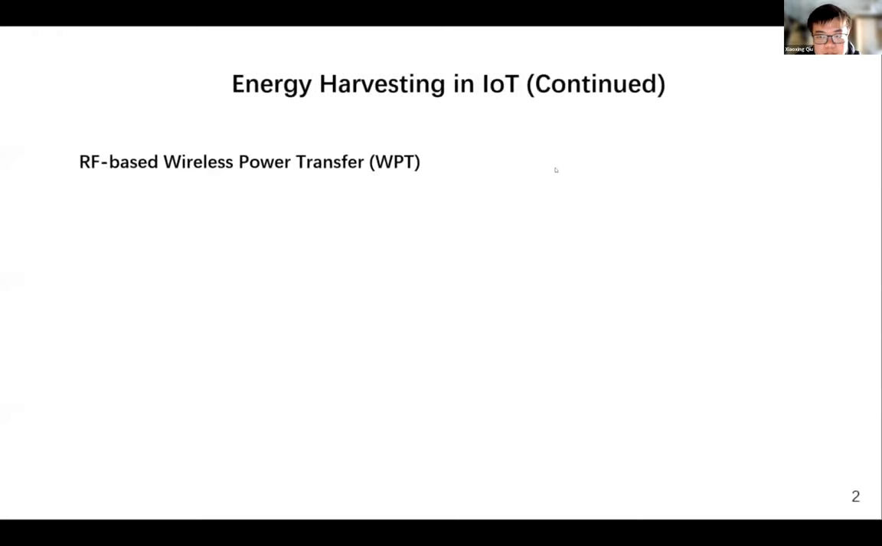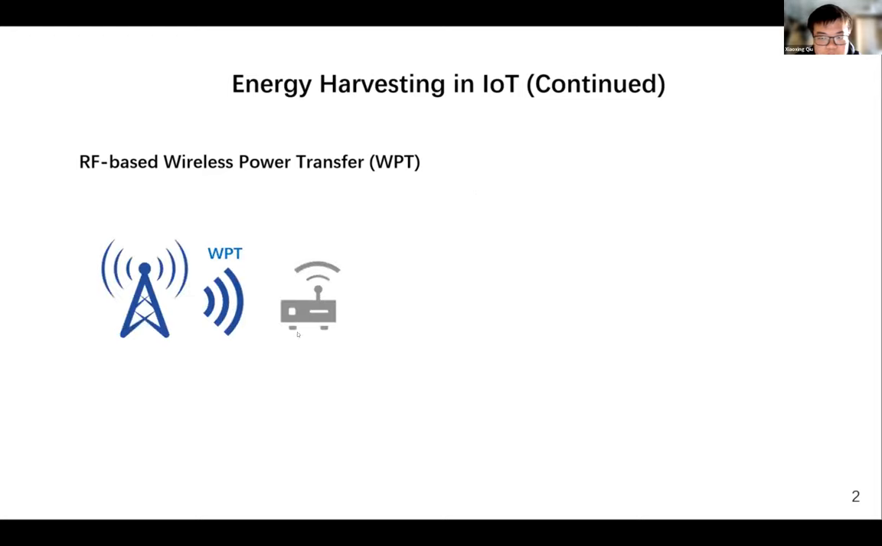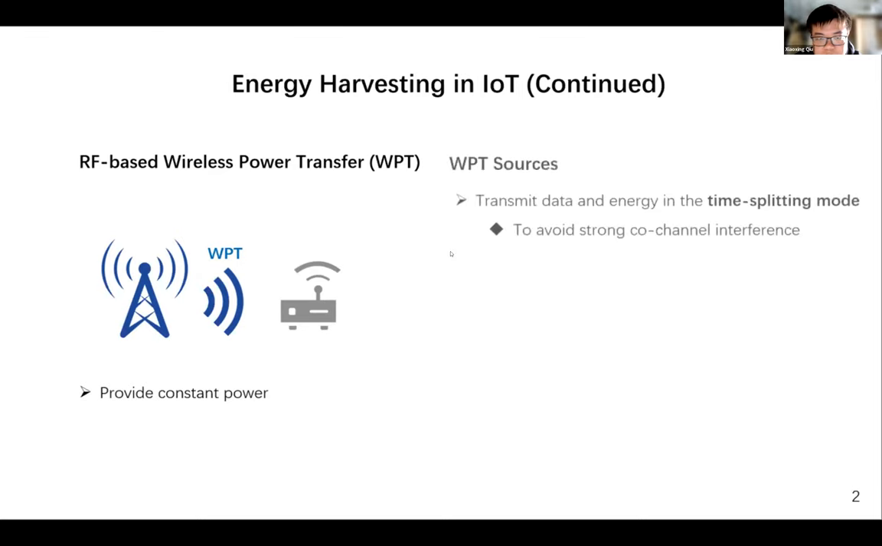Besides the ambient energy harvesting, RF-based wireless power transfer is another widely used technique. It can provide a stable energy supply for charging devices. In most IoT systems, data and energy are transmitted in the time-splitting model to avoid strong co-channel interferences. So the time interval can be divided into charging phases and transmission phases.